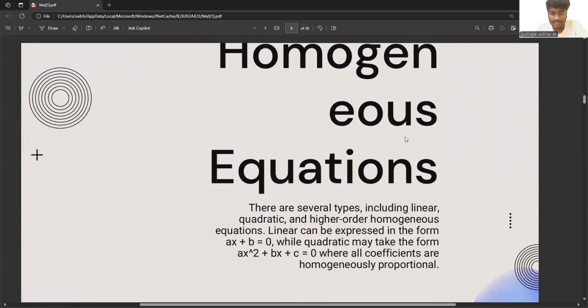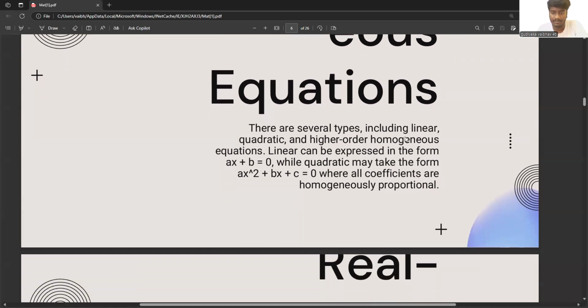Homogeneous equations have several types, including linear, quadratic, and higher order homogeneous equations. Linear can be expressed in the form ax + b = 0, while quadratic may take the form ax^2 + bx + c = 0, where all coefficients are homogeneously proportional.